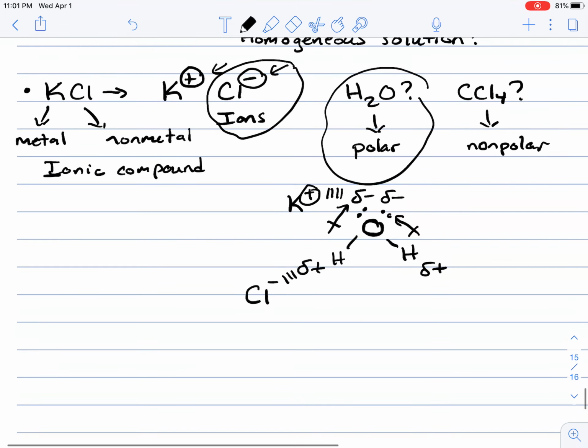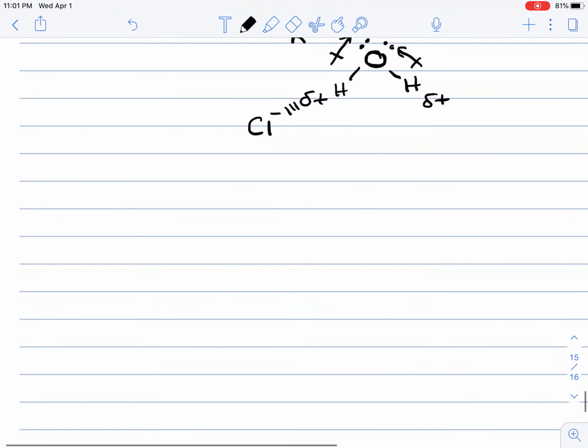Okay. And so we're going to go ahead and look at one final example, which is CO2. And we're still going to ask ourselves the same question. Which solvent will CO2 dissolve in, H2O or CCl4?